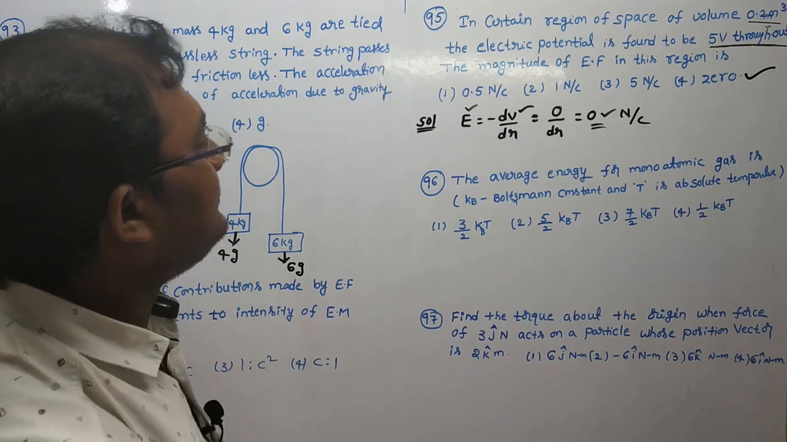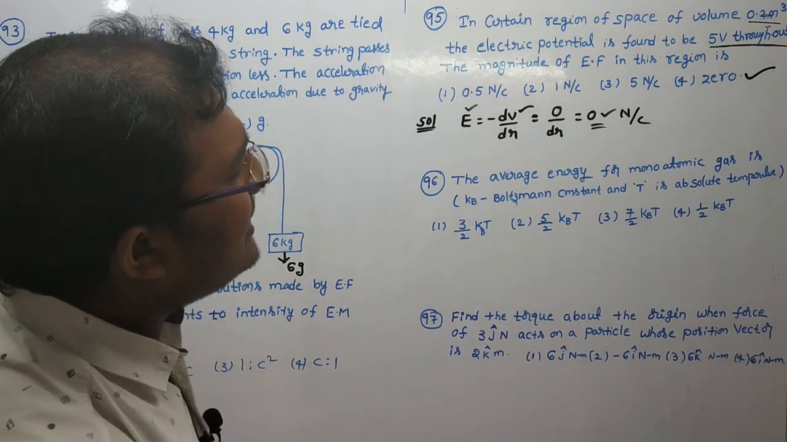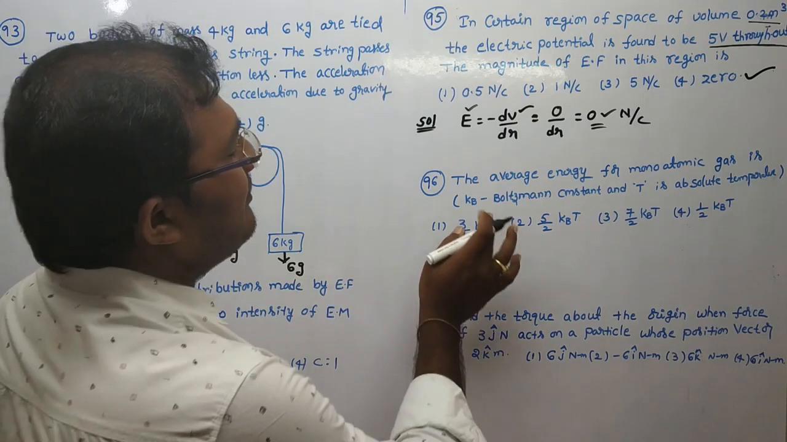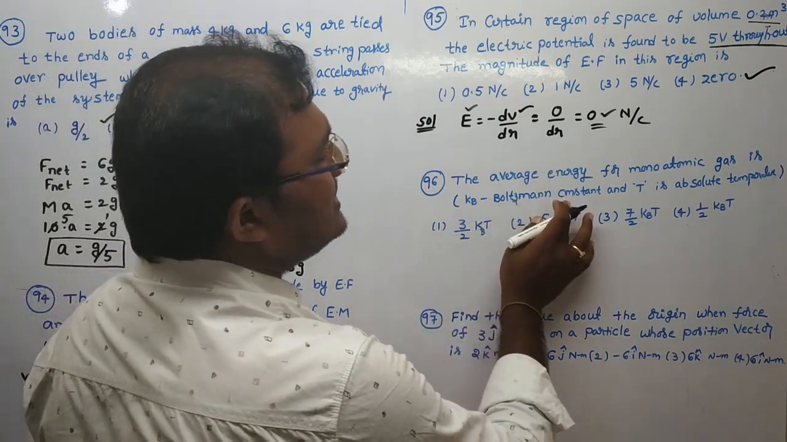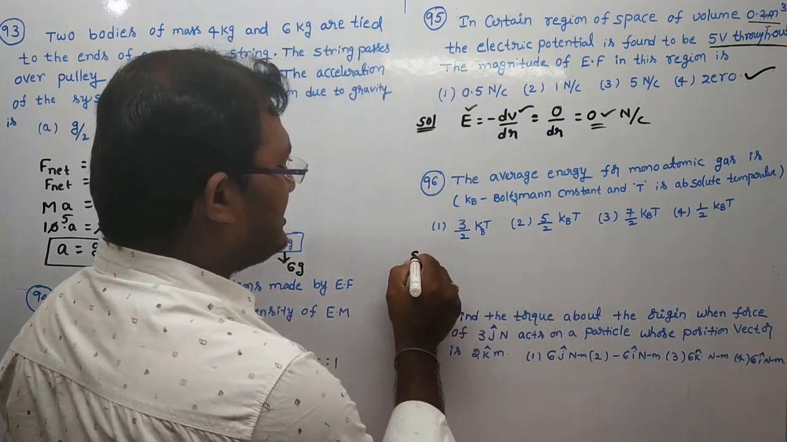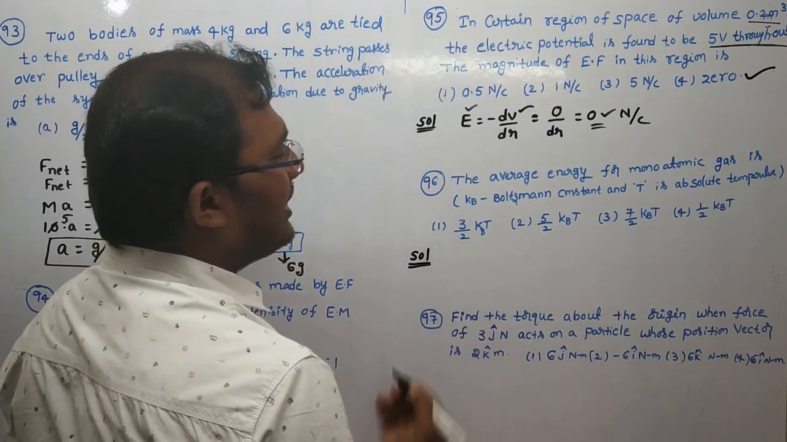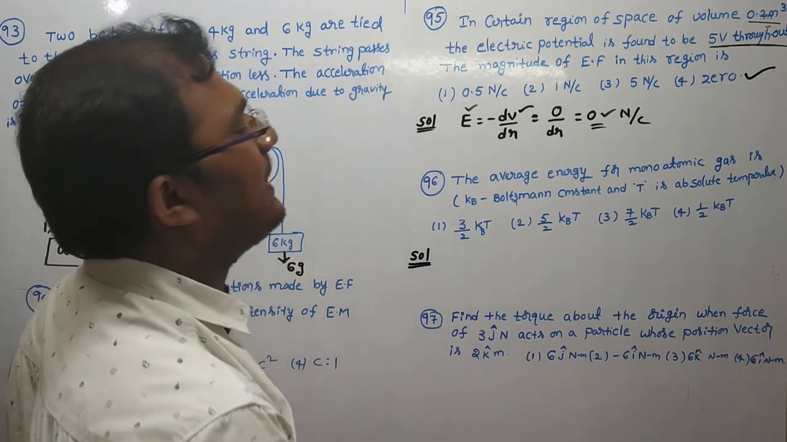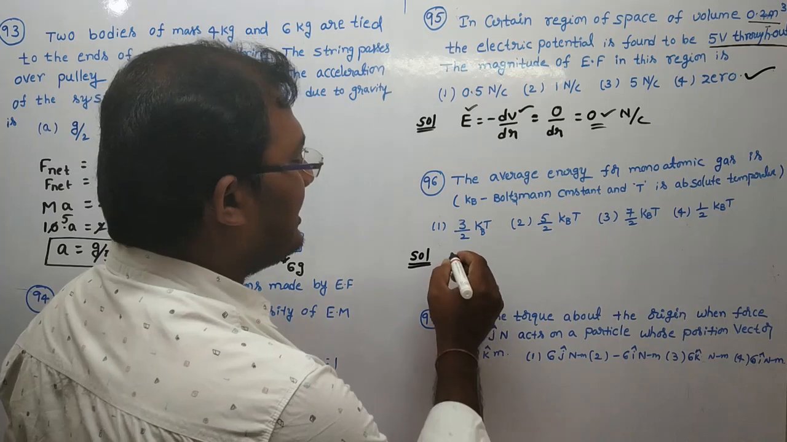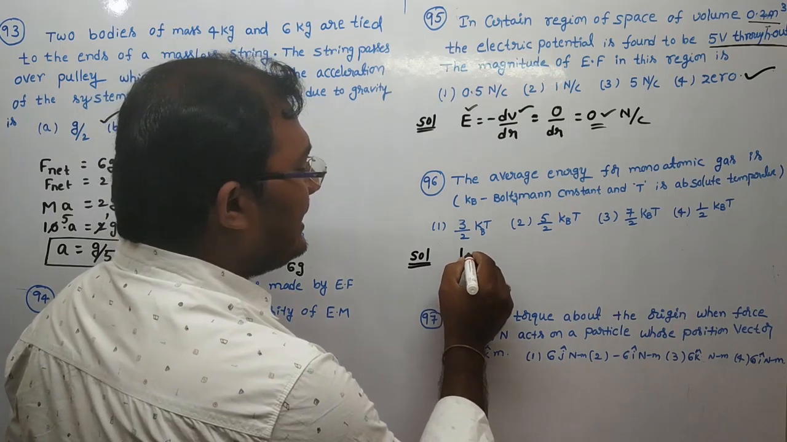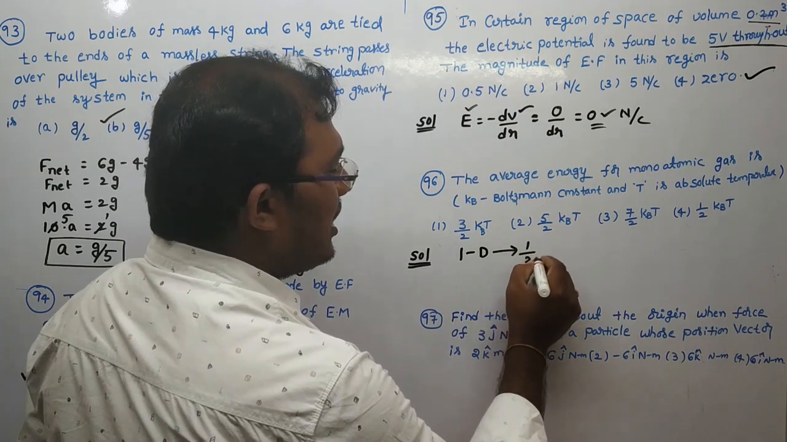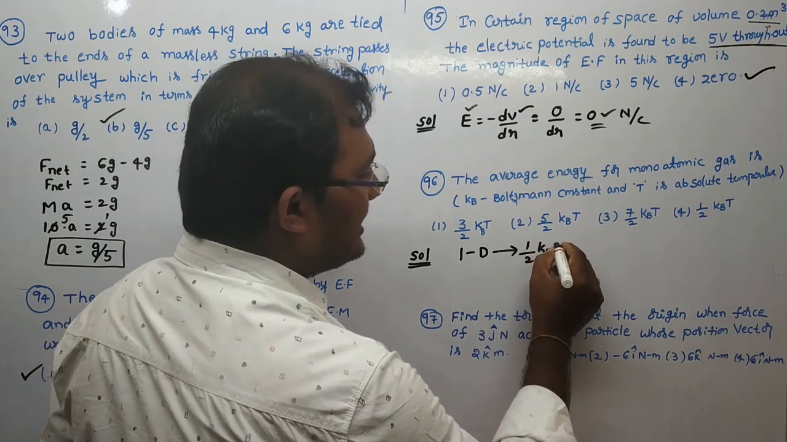Next one. The average energy for monoatomic gas is, where kB equal to Boltzmann constant and T is the absolute temperature. Simple thing, it's also a conceptual question. We know that according to equipartition energy theorem, 1 degree of freedom contributes half kBT energy.